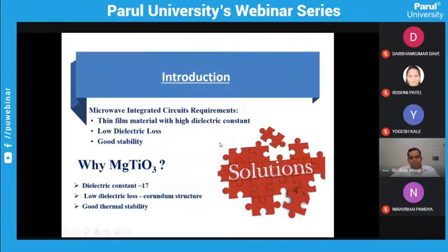Why is magnesium titanate important? Microwave integrated circuits, microwave ICs, require thin film material with a high dielectric constant, and it must also have low dielectric loss and good stability. That's why we choose MgTiO3. MgTiO3 has a dielectric constant of 17, and it has a low dielectric loss because of its ABO3 structure, and it has very good thermal stability.